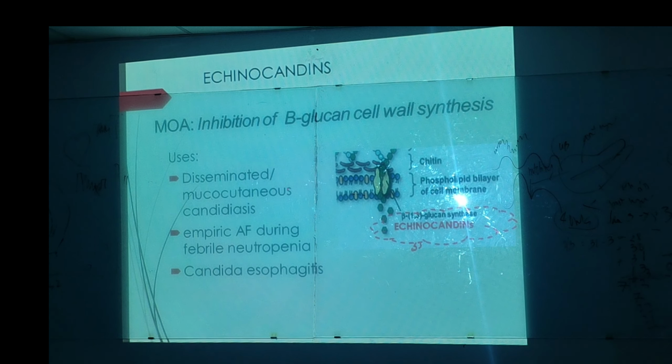Remember, this is the enzyme, beta-1,3-glucan synthase. This is how it inhibits the beta-glucan cell wall synthesis. And these are the different uses of your echinocandins: for disseminated or mucocutaneous candidiasis, empiric antifungal therapy during febrile neutropenia, and for candida esophagitis.